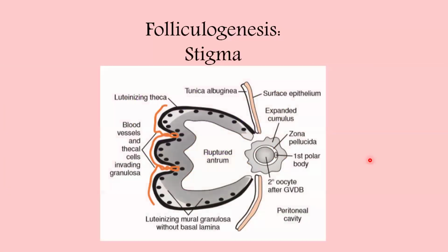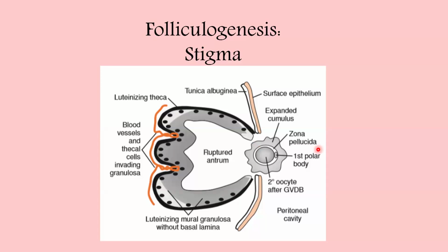So what is a stigma? Remember before we said that the Graafian follicle presses itself against the ovarian wall? When it presses itself, the surface between the follicle and the ovary is called a stigma. That's basically it. This is the ovarian wall, and this is the follicle. This is the stigma. Okay, the side that is pressed up against the ovarian wall is the stigma. This is the ruptured antrum. This is the oocyte that just got released into the fallopian tube.